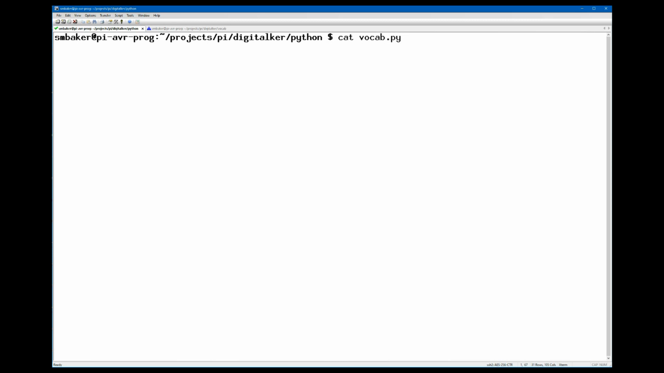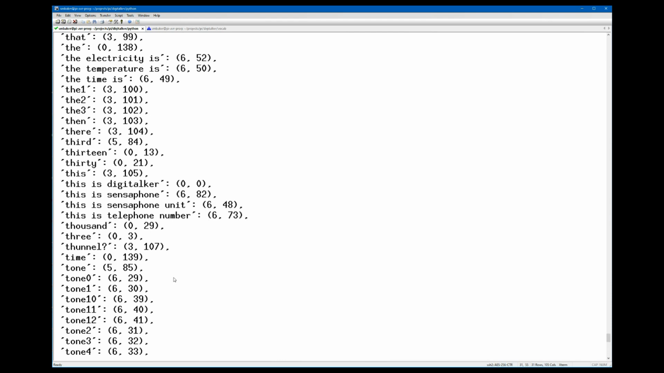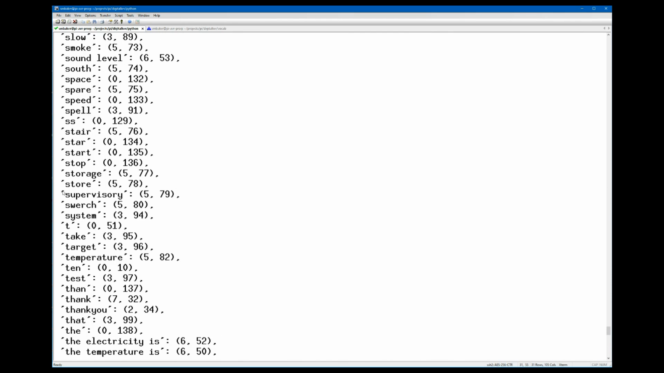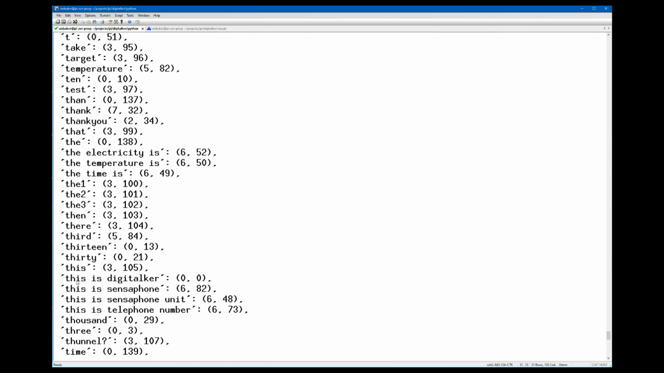Let's take a look at this vocab.py file. In this file, I listed the entire vocabulary of all of the ROMs I have. It's indexed by ROM number as well as word number. So for example, the word "were" came from ROM bank number 3, and it was word 123. If we go and find something like "supervisory," I know that came from the alarm panel. Supervisory was bank number 5, word number 79. The phrase "this is Digitalker" is from the SSR1 ROM, and it's bank 0 and word number 0.